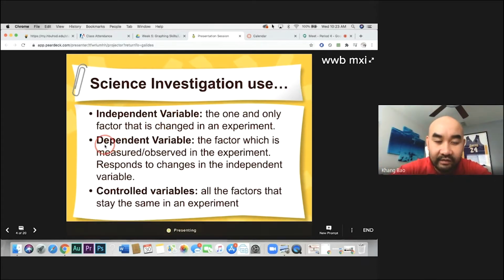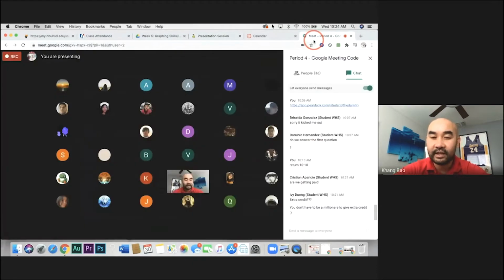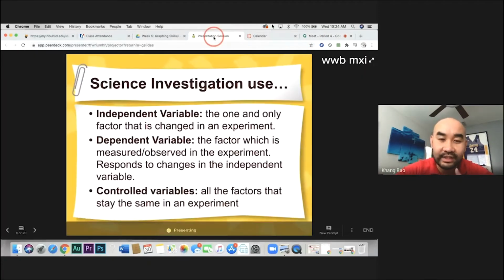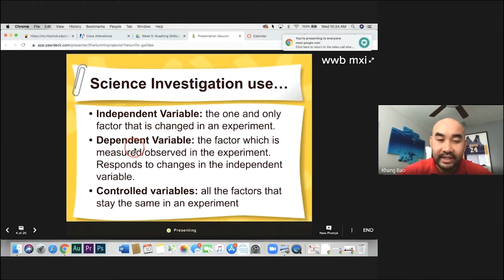And then I also have dependent variable. Dependent variable is the factor which is measured or observed in an experiment. It responds to the change in the independent variable. AKA dependent variable means measure and observe. What I measure and observe, or the data I collect. Make sense? And that's the definition of dependent variable. The data that I collect. How do I collect the data? That'll be dependent variable.